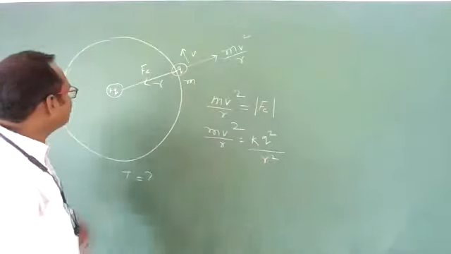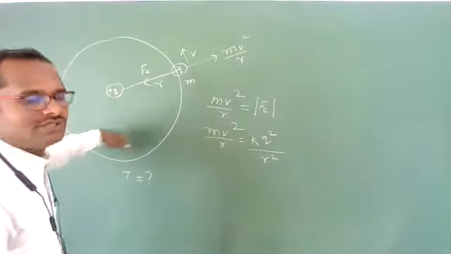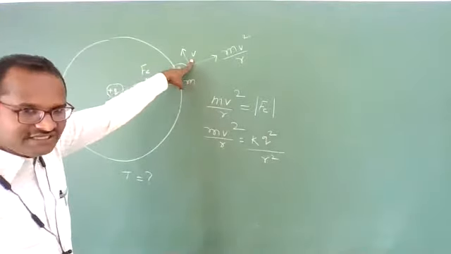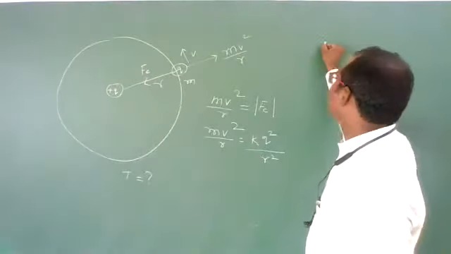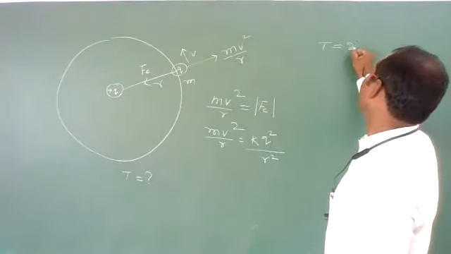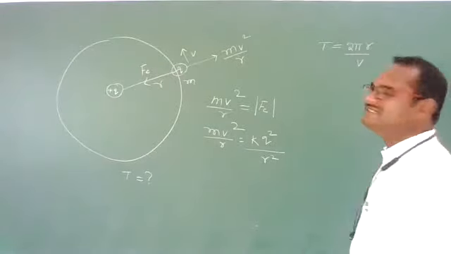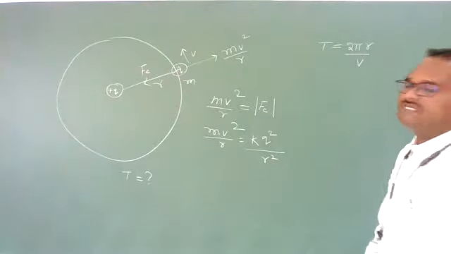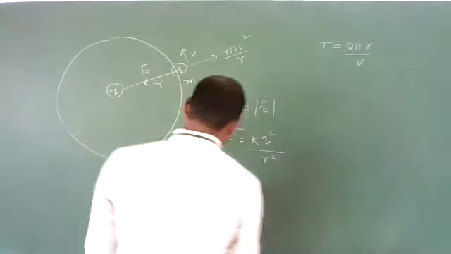Now, as we know, when one object is moving in a circular path with a constant velocity v, it will have a time period. That time period is given by T equals 2 pi r divided by v. Is it correct, students? If you take v from here, you'll get the answer. What will be v from here?